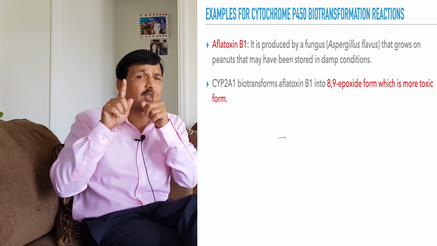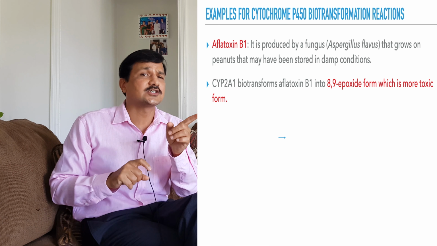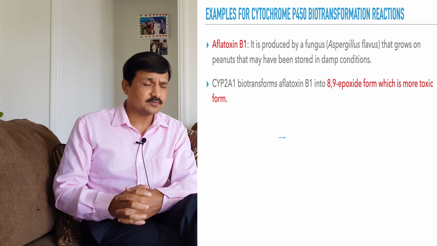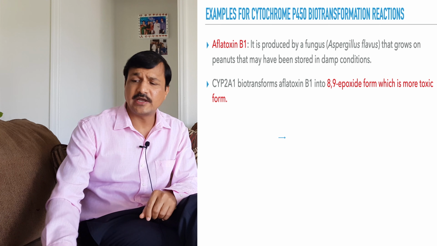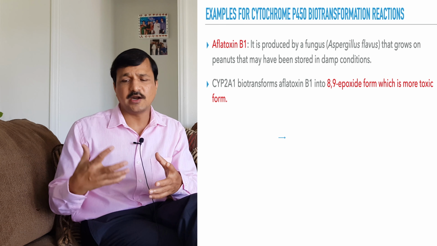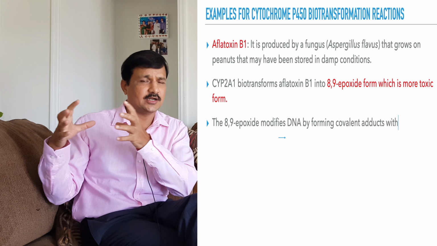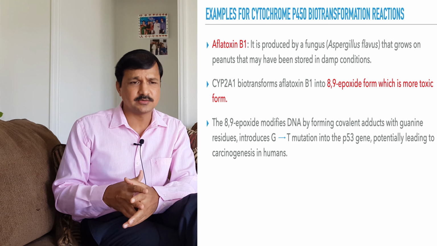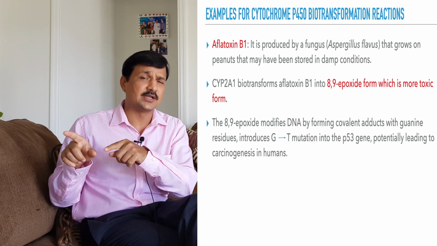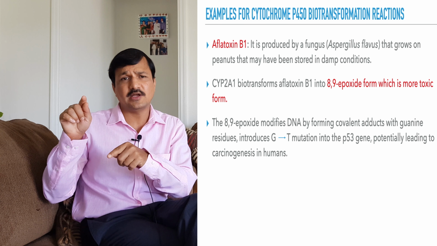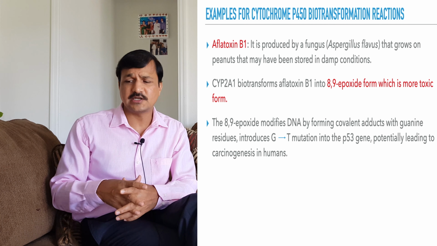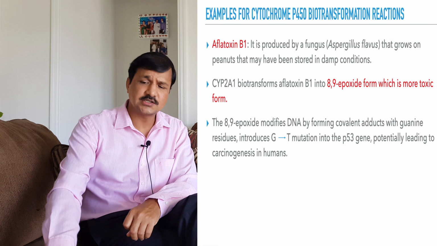Cytochrome P450s can also be involved in the toxification of less toxic molecules into more toxic molecules. The best example is aflatoxin B1, which is converted into the 8,9-epoxide form. This 8,9-epoxide form is going to modify DNA, causing a mutation where guanine is replaced by thymine. So G is replaced by T here, especially on P53.